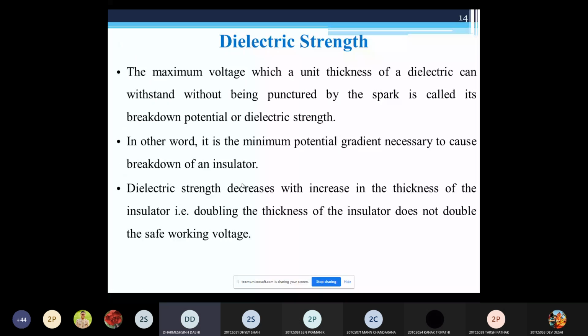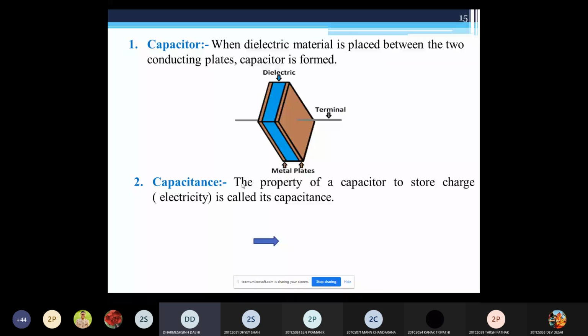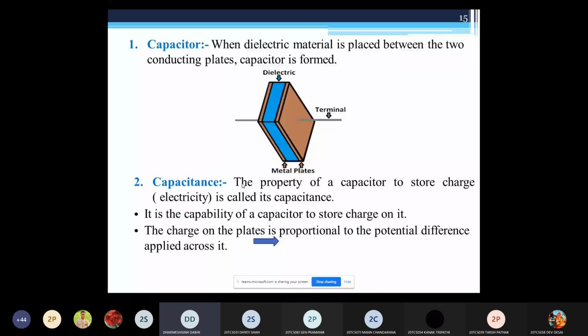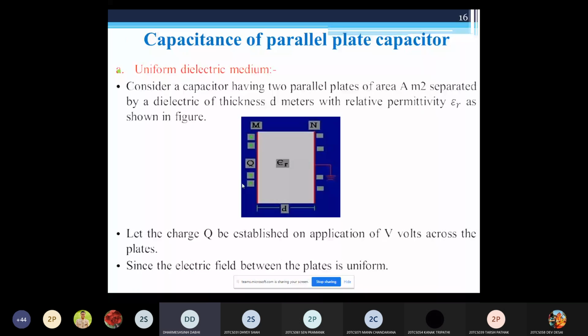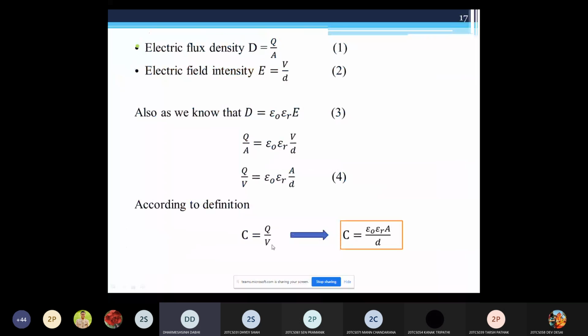Then we understood what is a capacitor, what is capacitance, and the difference between these two terms. Then we studied the capacitance value calculation for a capacitor which has a uniform dielectric medium between the two conducting plates. What is the value of capacitance? We derived the equation C is equal to epsilon 0 epsilon R A by D. That is for a uniform dielectric medium.